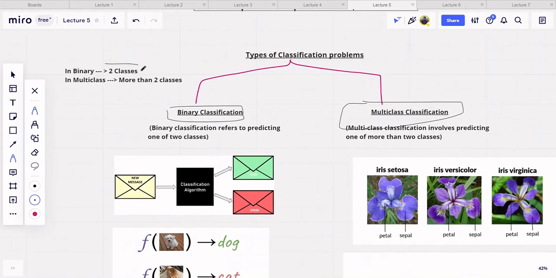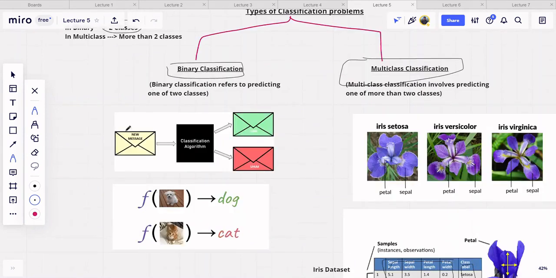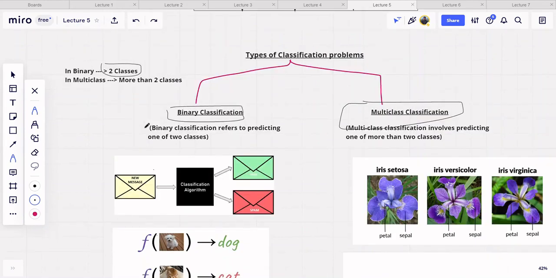So one example that I gave you earlier was the spam detector. In a spam detector, as the mail comes, it either identifies the mail as spam or not spam. So here we have only two classes: one is spam, and another one is not spam. This type of problem is called binary classification, because we have only two classes here, and we are trying to predict one class out of two.